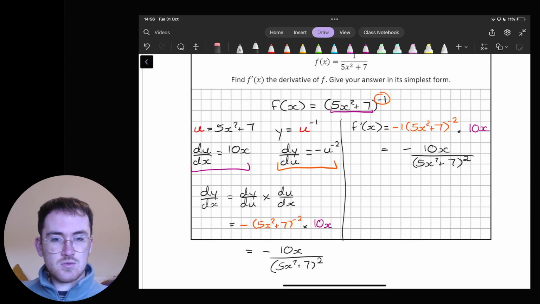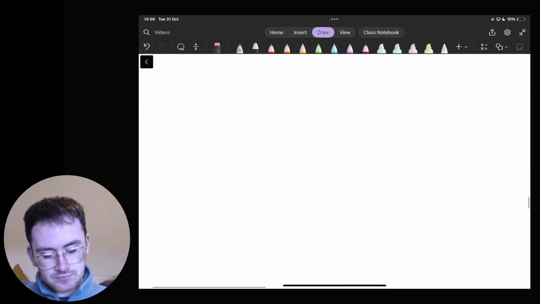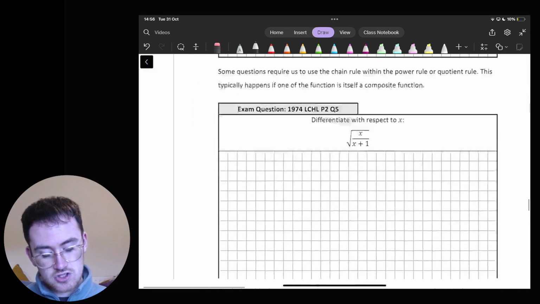On the left hand side we're being more explicit about that substitution. On the right hand side we are doing it, but we're just doing it a bit more fluently without having to explicitly label that substitution there. So let's just keep going and have a look at an exam question or two here.